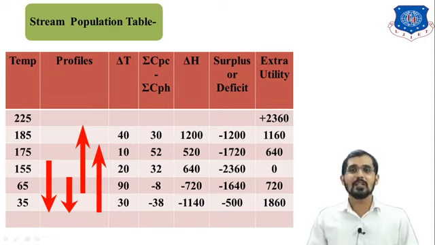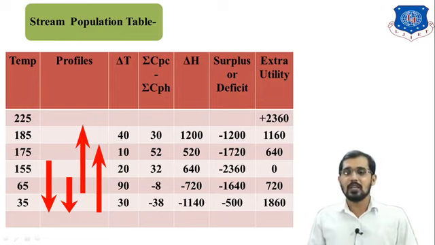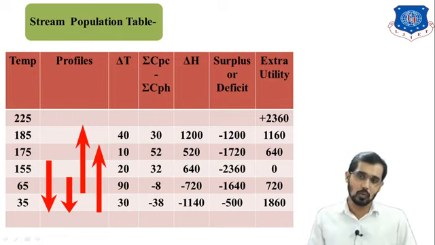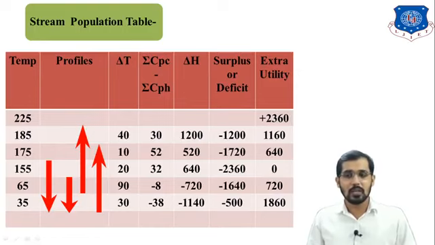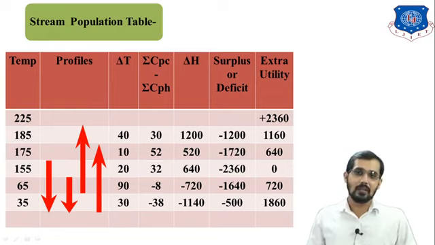So we have completed three columns here. The first one is the temperature, that is the shifted temperature, and we have written this data in decreasing manner. After that, the temperature profile, this is for the H1 stream, this is for H2, this is for C1, this is for C2, and we have written here the temperature difference. For example, 225 minus 185, that is 40. Similarly we have calculated for all these streams here, that is 40, 10, 20, 90 and 30.